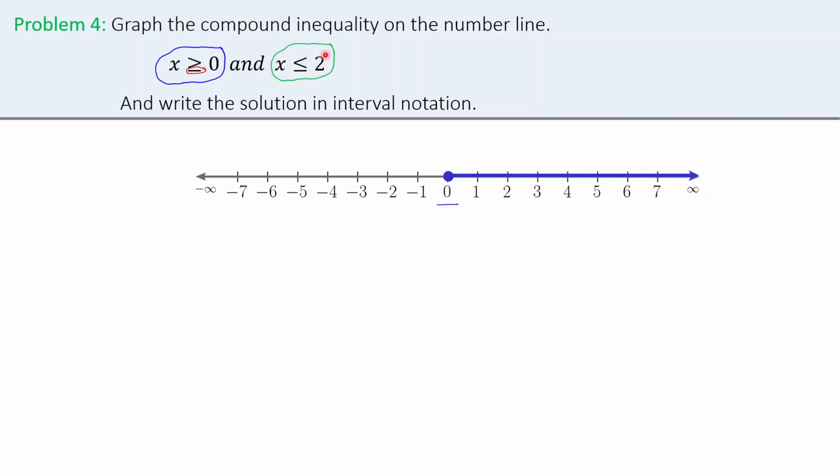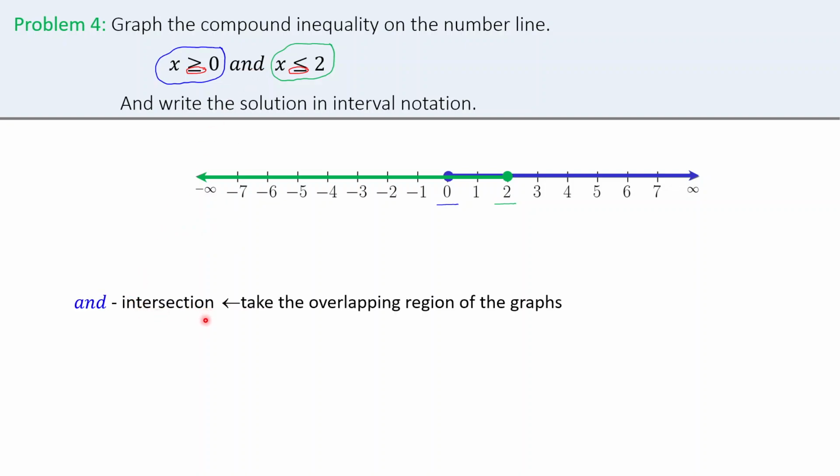Next, draw the graph of this inequality. Go to 2. There is an equal sign, so put a filled circle. There is less than, so draw a line all the way to negative infinity. This AND means intersection. For intersection, you need to take the overlapping region of the two graphs.